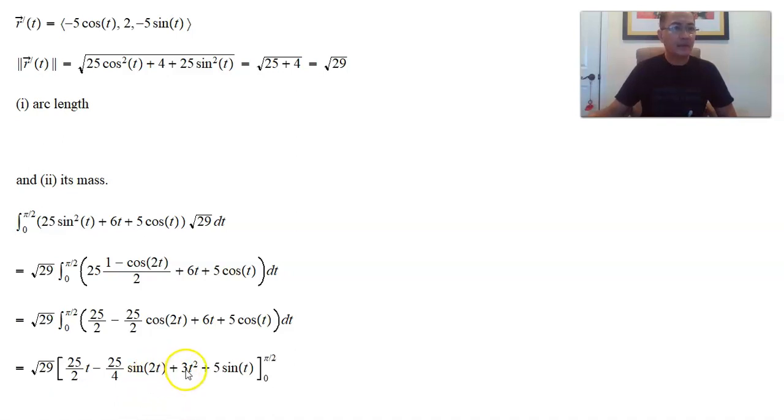Okay, is that right? Everything good? Sine turns to cosine, 2 goes away, and that's 6t and 5 sine, yes. Okay, I think that's right. Shall we? So that's supposed to be the final answer.